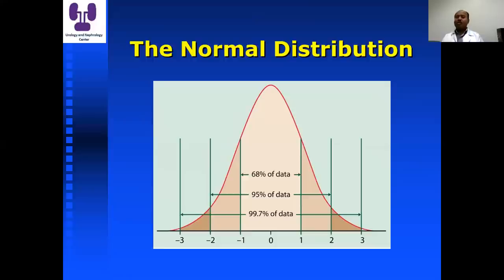suppose that the age is 20 and the standard deviation is 1 year. Suppose that we are dealing with people, not students. The mean is 20 and the standard deviation is 1. This means that 68% of this population are between what? 19 and 21. Because this is one standard deviation, above or below. And 95% are within two standard deviations, 18 to 22, and 99.7% within three standard deviations. So it is 17 to 23.